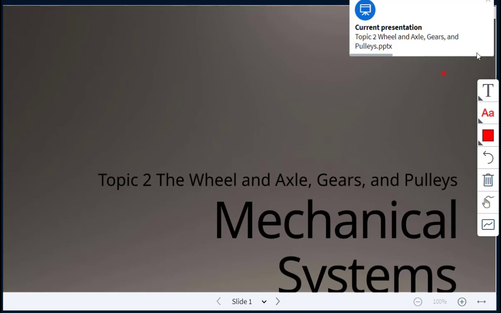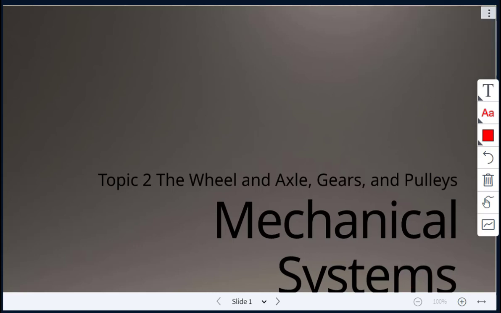All right, so today's lesson is on topic 2. We're looking at the wheel and axle, we're looking at gears as well as pulleys. Today we'll focus on the wheel and axle and the gears.